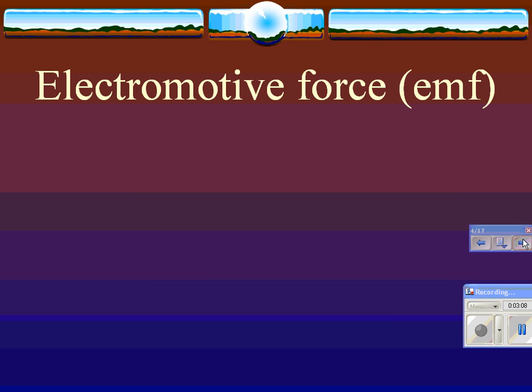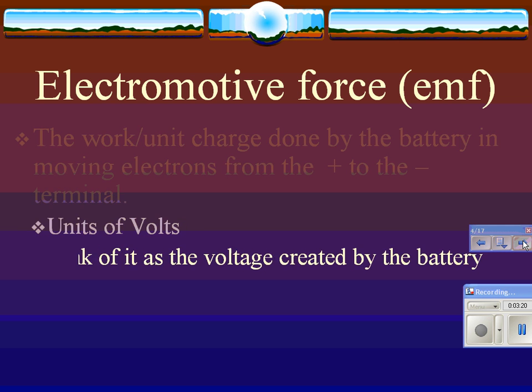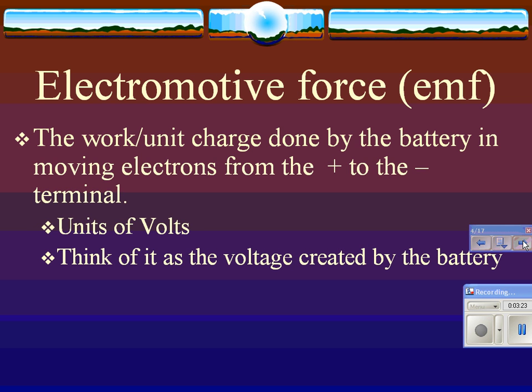Electromotive force. Remember, in your syllabus, this is a term that you were asked to be able to define. So let's define it. Electromotive force technically is the work done per unit charge by the battery in moving the electrons from the positive to the negative terminal. Basically, EMF is the voltage that is created by the battery.